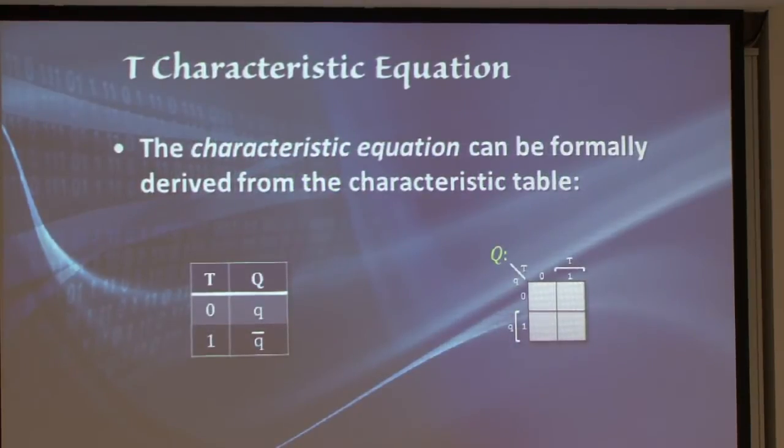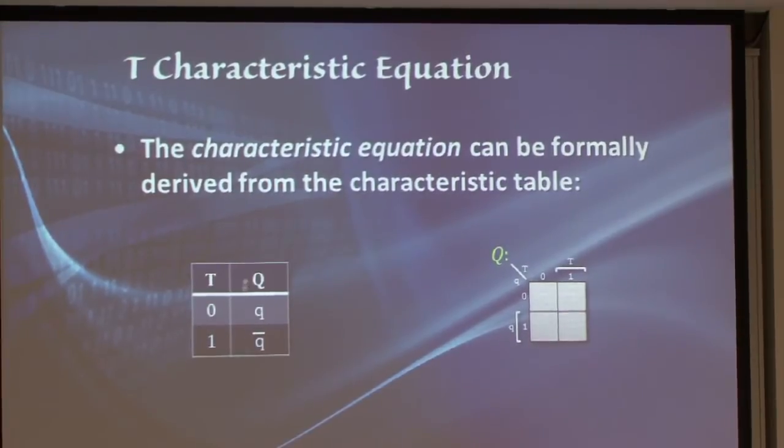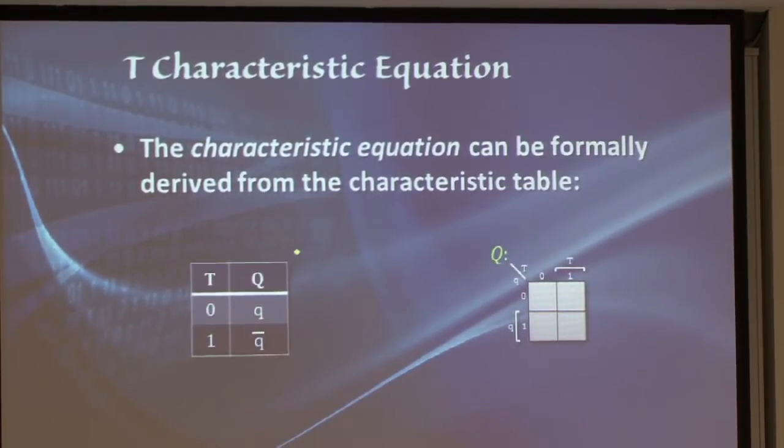Now, in the same way that we went before, I can come up with the characteristic equation for this flip-flop just by analyzing the table. It's going to be a smaller K-map because there's now only one input and one current state.